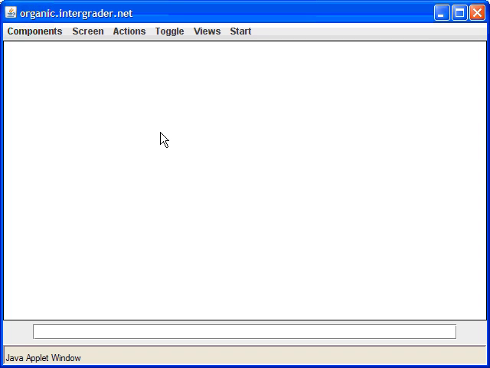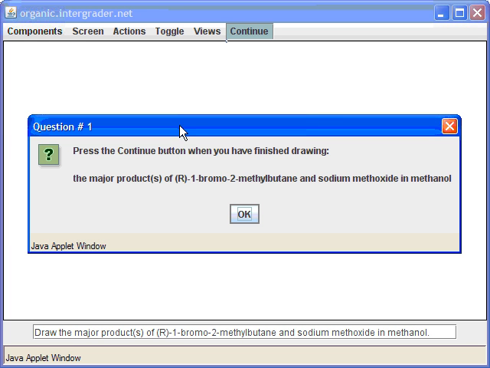This is a lesson about many mechanisms of alkyl halides, including the SN1, the SN2, the E1, and the E2 reactions. So let's go ahead and start and see what kind of questions we have.